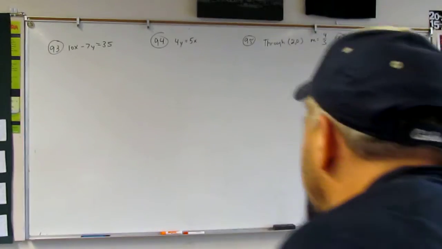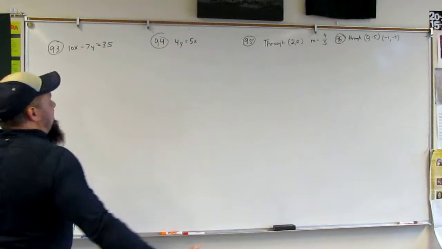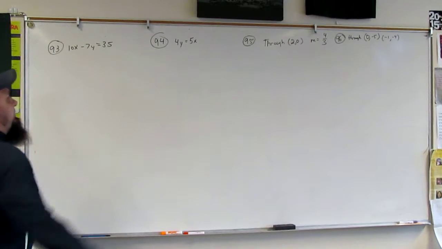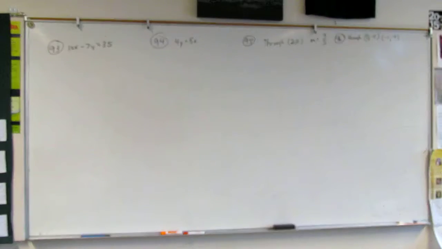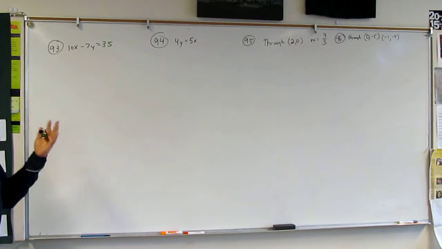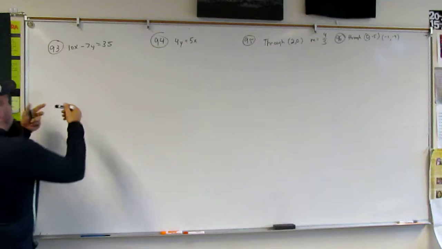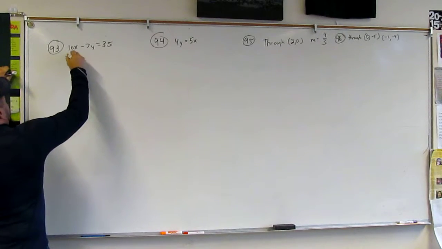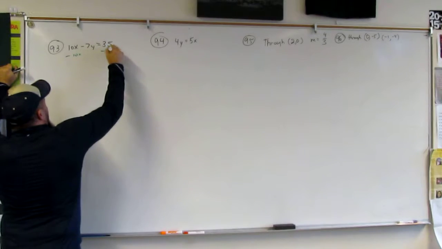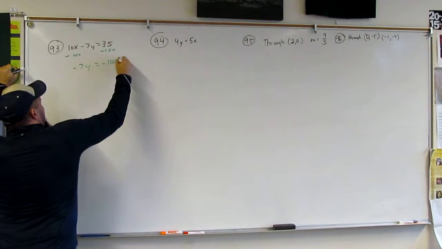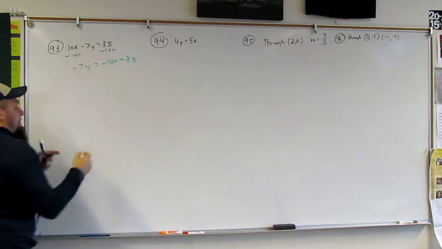Okay, we got to write the equation of a line. So we're going to do it in obviously 5 different problems. It's not that bad. Basically, we're going to solve for y on this one, right? So all I got to do here is minus 10x, minus 10x. So I got negative 7y is equal to negative 10x plus 35, right?